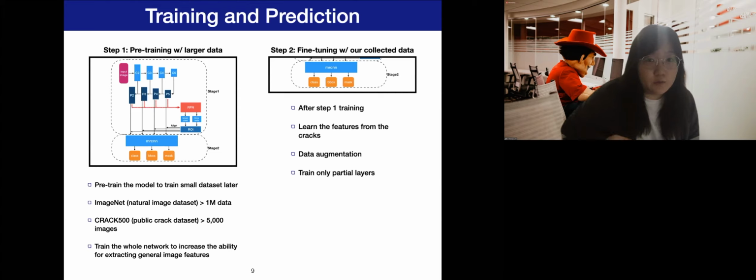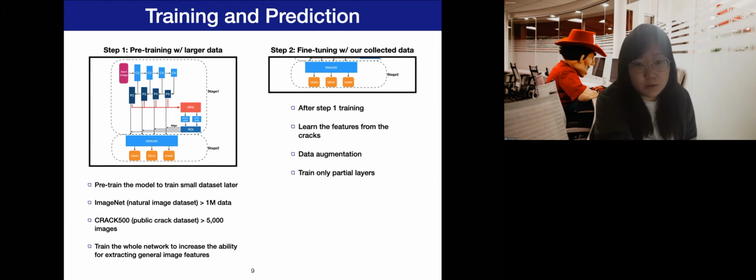For the training, we use a deep learning model called Mask R-CNN, which is originally for instance segmentation of the given input. But to avoid the issues with a smaller data set, we use a pre-trained model trained on a natural image data set, either ImageNet or COCO, which has more than 1 million images.